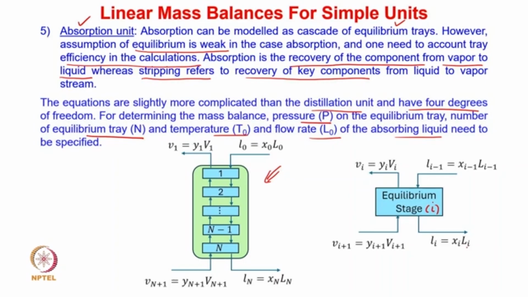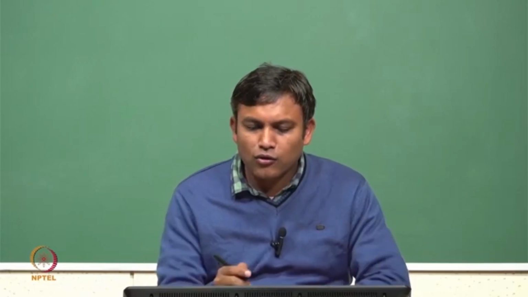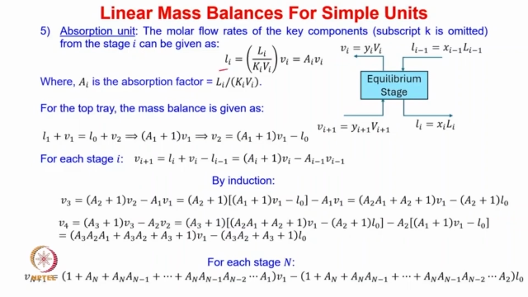If I have to write down the mass balance in this case, it will be v i plus 1 plus l i minus 1, and that should equal v i plus l i. This will be the mass balance. There are several interesting concepts here, which we will cover. Remember, in this entire mass balance, we have to account for the equilibrium relationships. So how are the equilibrium relations accounted for? The equilibrium relation is given here.